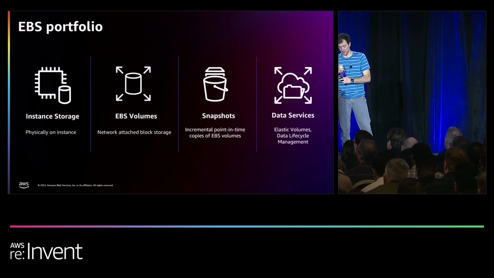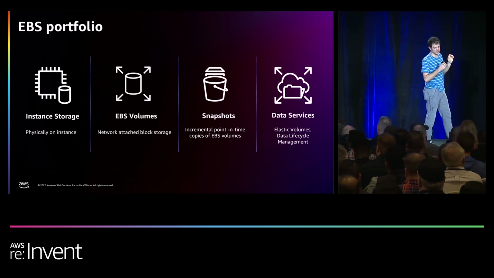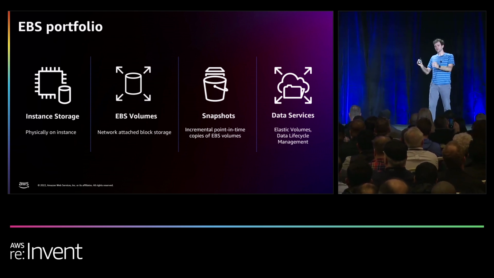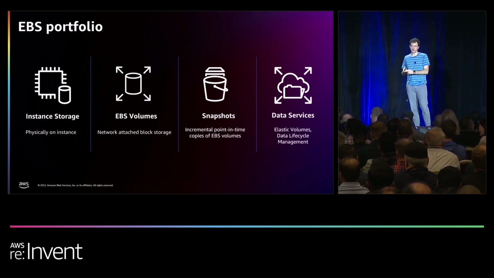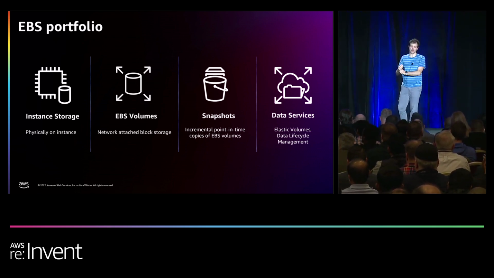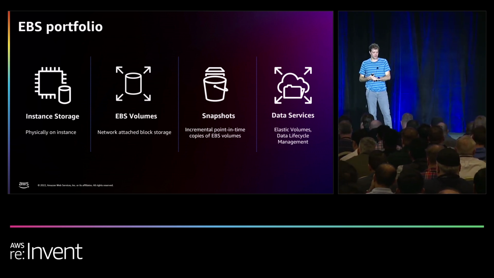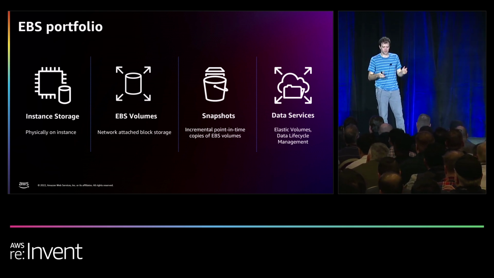And so just to summarize, we have instance storage, which lives with the instance. It's not network attached, it's direct attached. Then we have EBS volumes. That's where we have this portfolio of two volume families. We have snapshots. We have data services on top of that. And so this is what we're talking about today, and this is what we're going to be talking about optimizing price and performance.